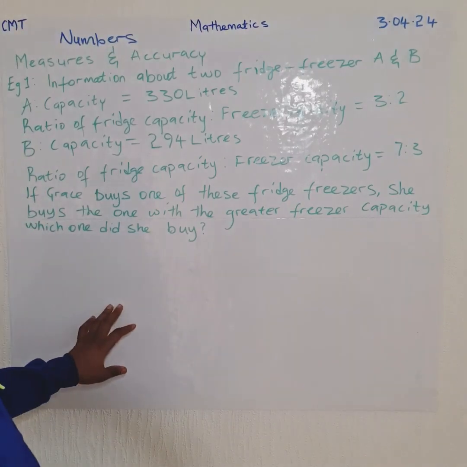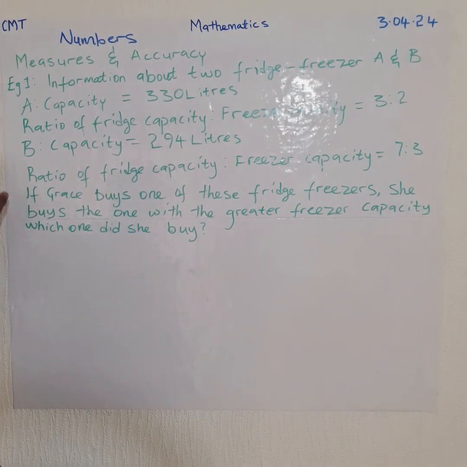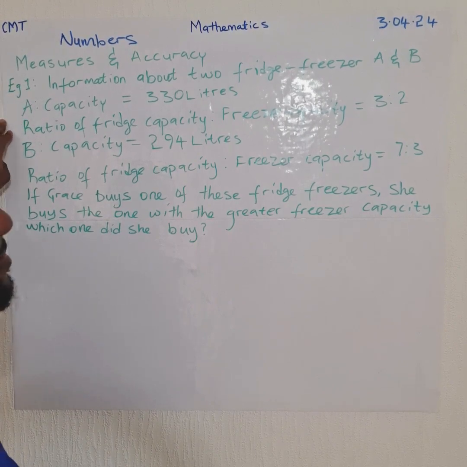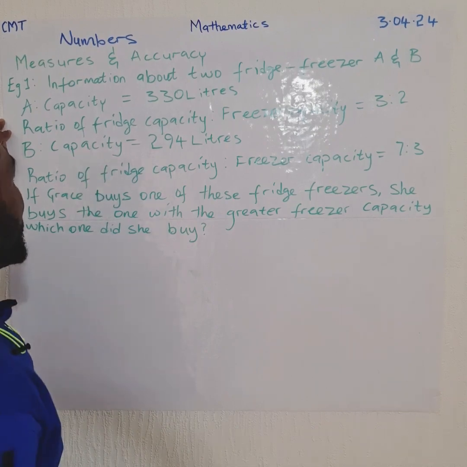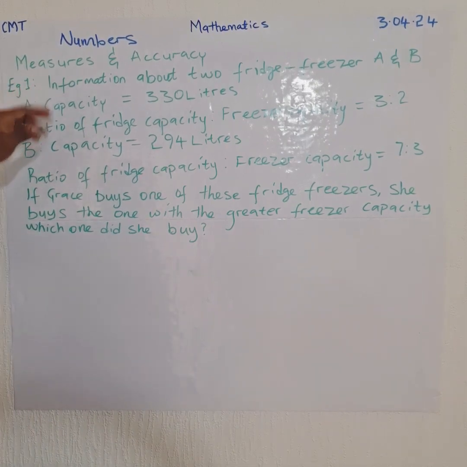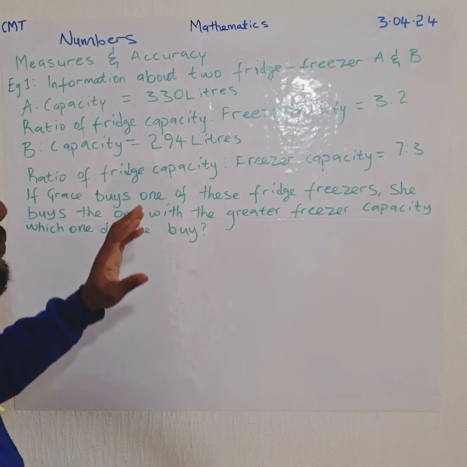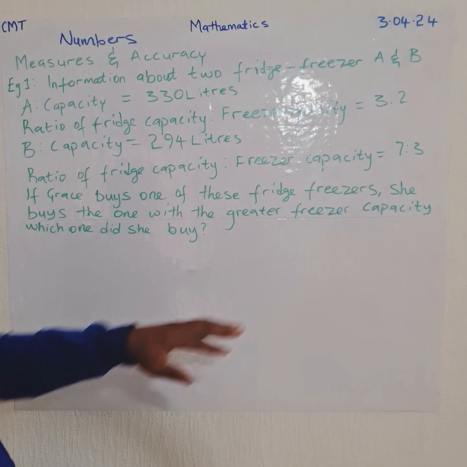If you are just joining us, we're looking at solutions to previous questions relating to GSCE or WASSCE. We are still treating numbers, and today we are focusing on measures and accuracy. We got a question on the board which says we have information about two fridge freezers, A and B.